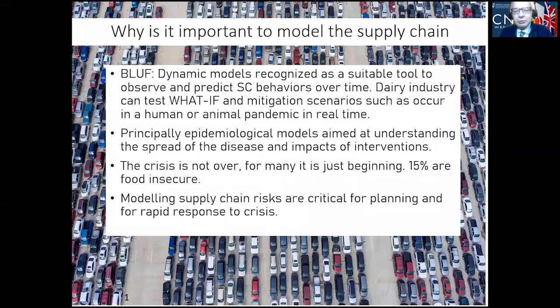Okay, so let me start with why it's important to model the supply chains. Bottom line up front, BLUF. Dynamic models have recently been recognized as a suitable tool to observe and predict supply chain behaviors over time. With such models, the food industry can test events such as the effect of human or animal pandemics on the supply chain and also test mitigation scenarios. And that's really the strength of this type of modeling.